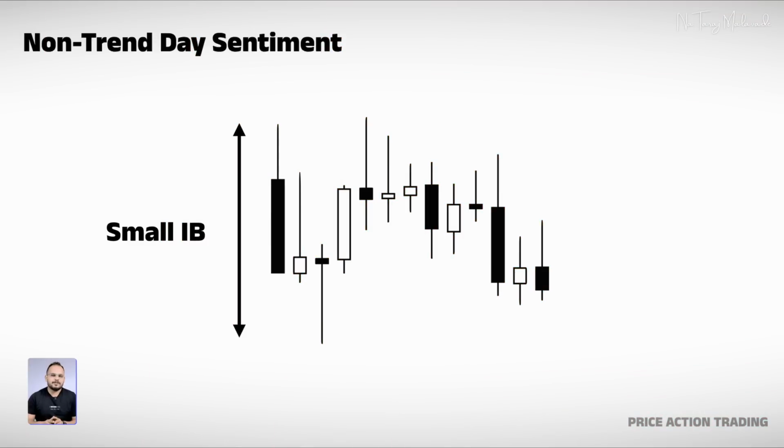And the next structure is the non-trend day structure. Basically, when this happens, it's better to avoid the trades. The key to identify a non-trend day structure: you already know that the initial balance will be very small and there will be certain news or major events in the upcoming days.